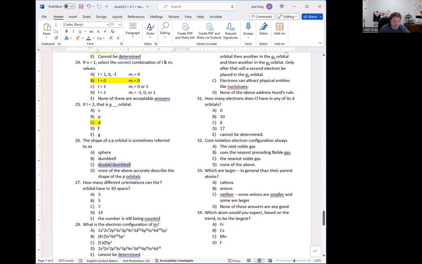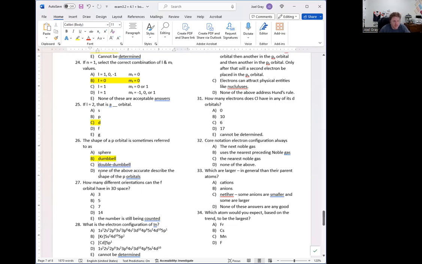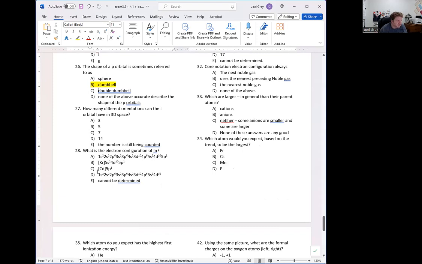Actually, I'm going to mark it as B. But if you answer B, C, or D, I will give you credit for that. A is not an acceptable answer. But the best answer is dumbbell. But I realize I used bow tie.